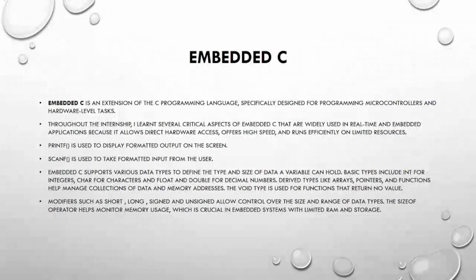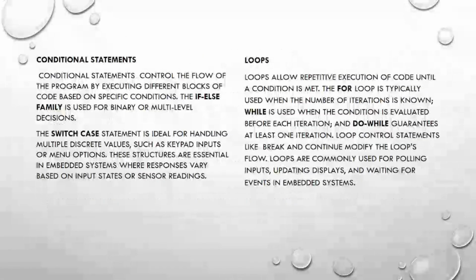Derived types like arrays, pointers, and functions help manage collections of data and memory addresses. The void type is used for functions that return no value. Modifiers such as short, long, signed, and unsigned allow control over the size and range of data types. The sizeof operator helps monitoring the memory usage, which is crucial in embedded systems with limited RAM and storage.